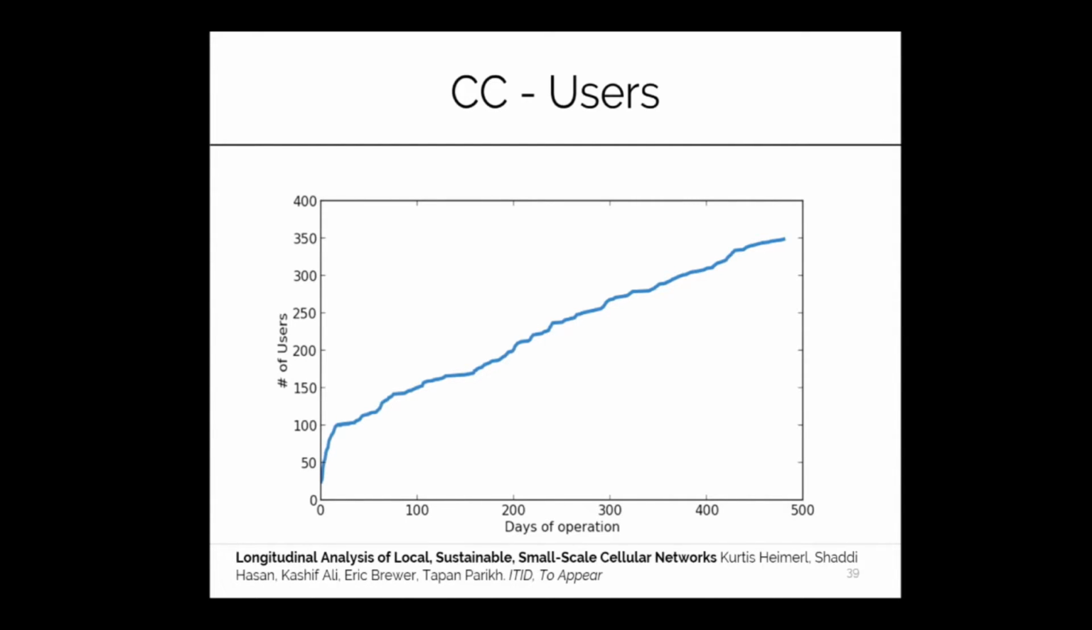There's one caveat in this particular graph, which is that this is the count of SIM cards sold. But people lose SIM cards, so we're double counting for sure. Our estimate is somewhere between 300 and 350 active subscribers in the network. But that's a significant portion of a community of 1,500 people. So we do have that kind of adoption.